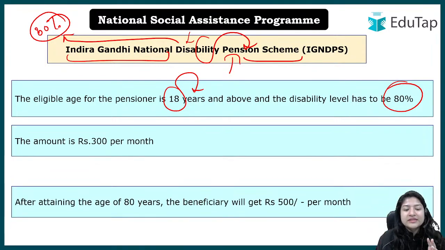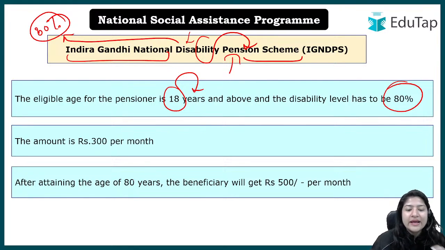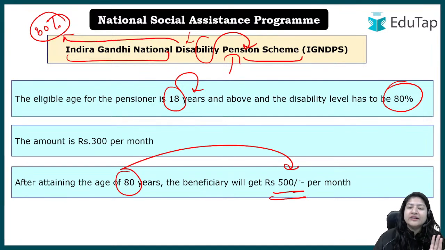ठीक है, it is ₹300 again. ठीक है, 300 and 80 and above के लिए कितना है 500. अब कहीं ना कहीं this one and the one with the widow is equally same, just the age criteria is different. ठीक है, 80 years and above in all the three cases, be it old age, be it widow, be it disability, 80 years and above is 500.